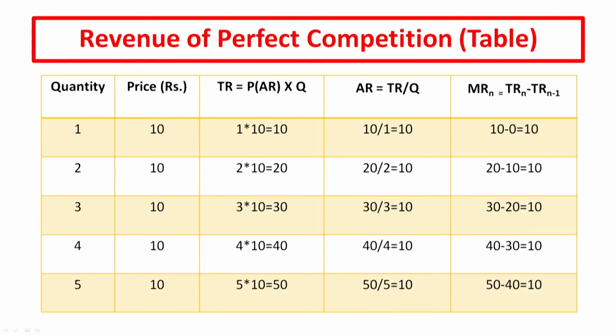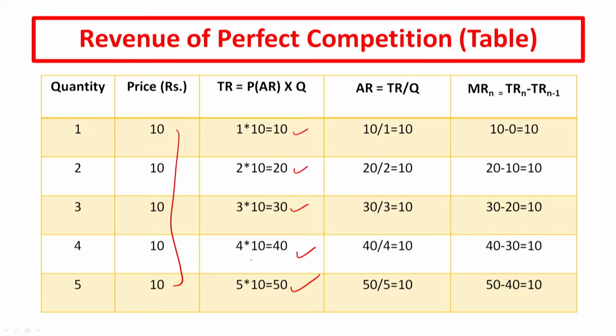Now, as you are able to see on the screen, the revenue table of perfect competition, there are 5 columns: quantity, price, total revenue, average revenue, and marginal revenue. The quantity is 1, 2, 3, 4, 5. The price here has been kept constant, as you are able to see. The price here is 10. The total revenue, as you are able to see here, is increasing. It is P into Q, the price into quantity. So 10, then 10 into 2, 20, 10 into 3, 30, 40 and 50. You are able to see here the TR is increasing, then you are having a look at the AR.